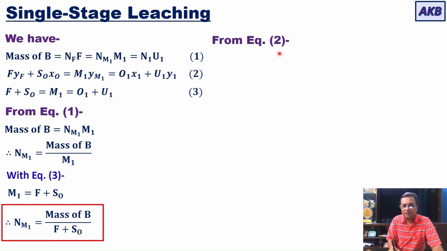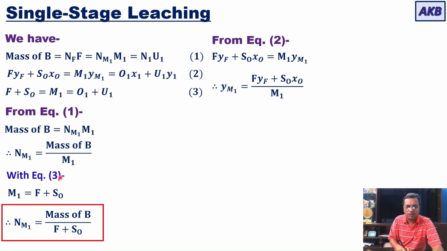Then again from equation number 2, you can write F into YF plus S naught into X naught is equal to M1 into Ym1. That is, Ym1 will be equal to F into YF plus S naught into X naught divided by M1. And M1 you can write from equation number 3, it is F plus S naught. So therefore Ym1 will be equal to F into YF plus S naught into X naught divided by F plus S naught.